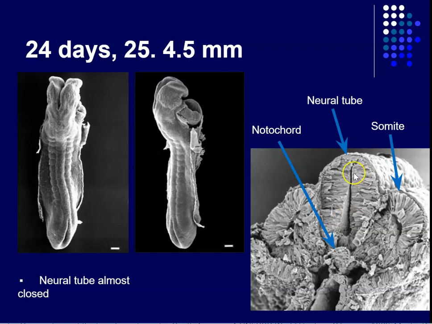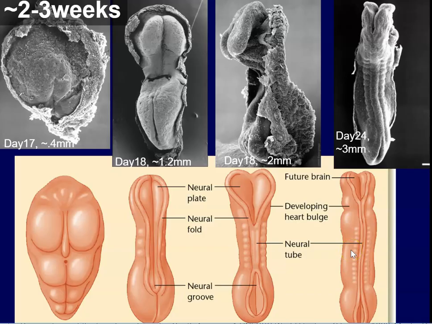Here's the neural tube itself. You can see some somites on either side. And there's that notochord, which produces the sonic hedgehog, which induces cells around it to start differentiating in particular ways. This is showing you figures from your book illustrating the same stages in development.